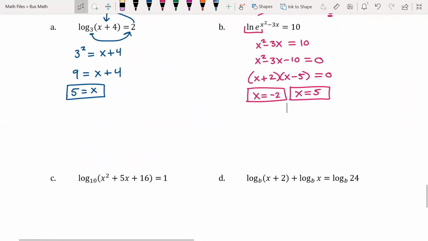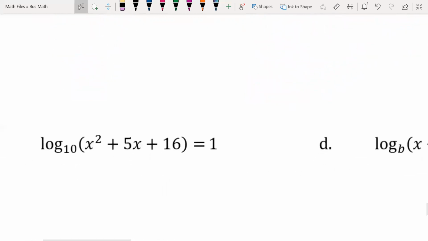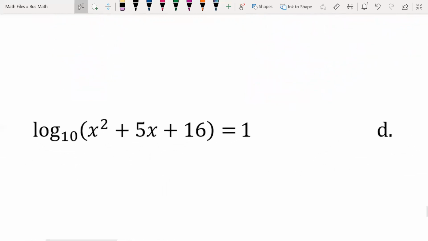All right. Cool. C. Log base 10 of x squared plus 5x plus 16 equal to 1. All right. So this is just like A above. So here we are stuck in log form. So we're going to convert from log to exponential.